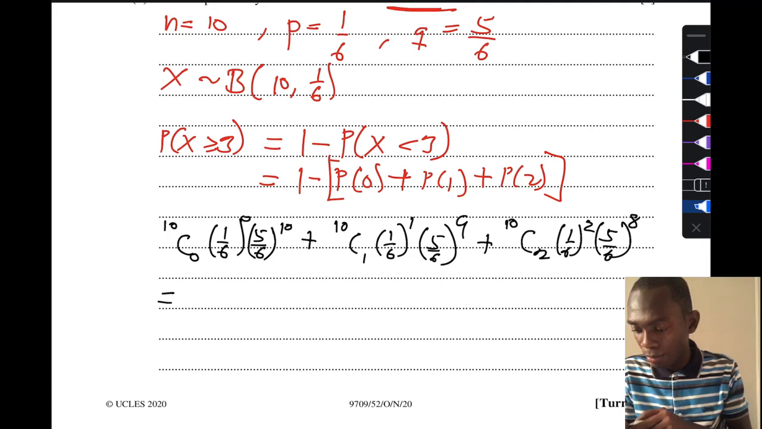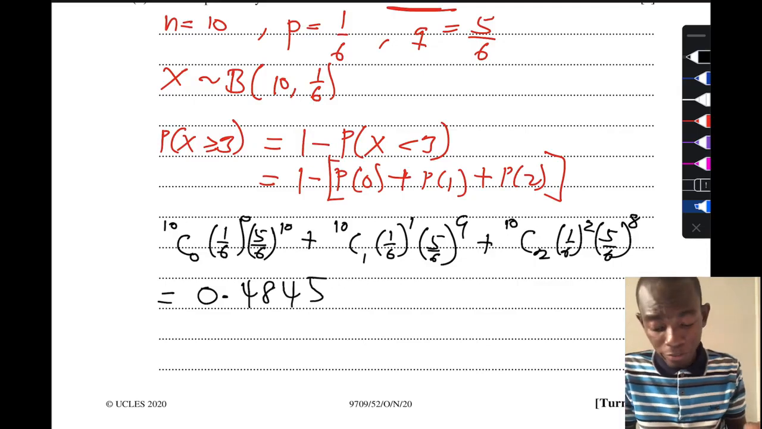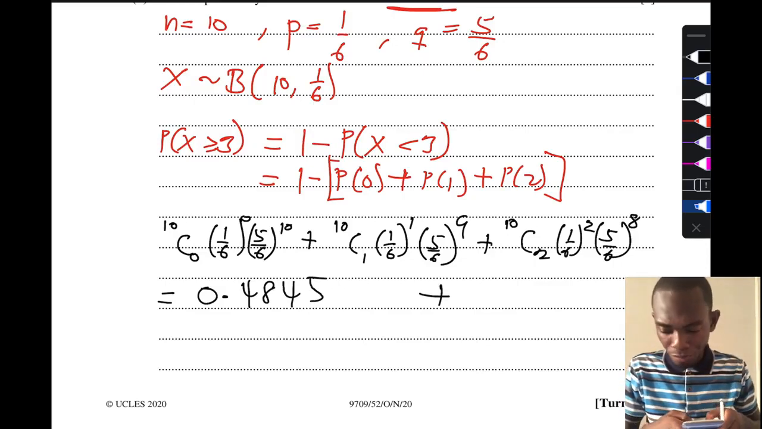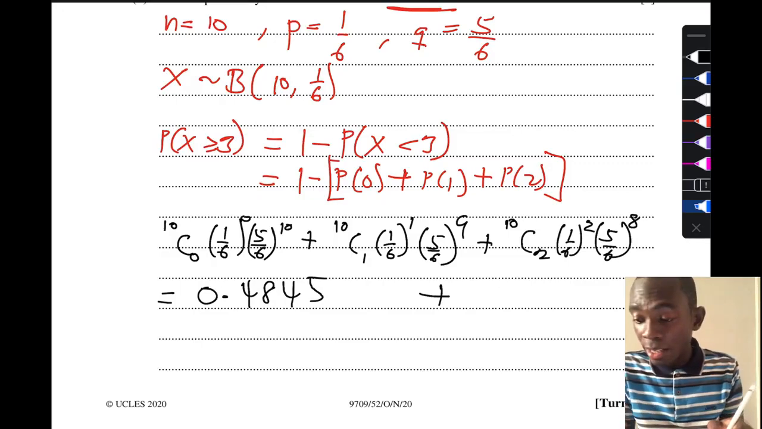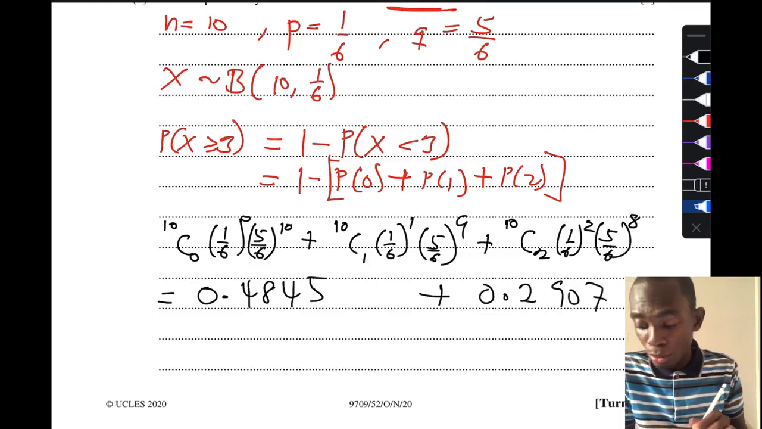All right. So I get 0.4845. Okay. Plus, now let me check the last one. 10 combination 2, 1 over 6 to the power 2 times 5 over 6 to the power 8. And that gives me 0.2907.